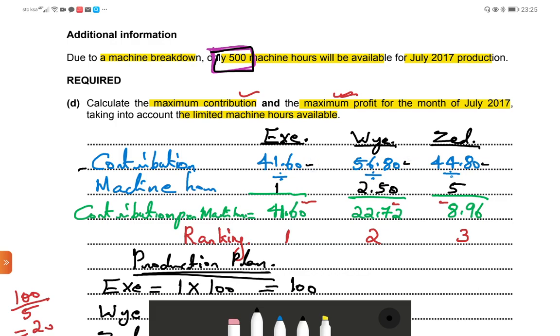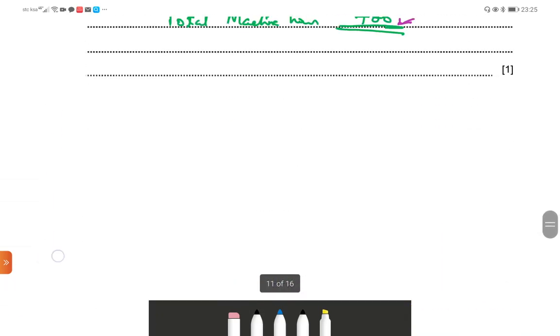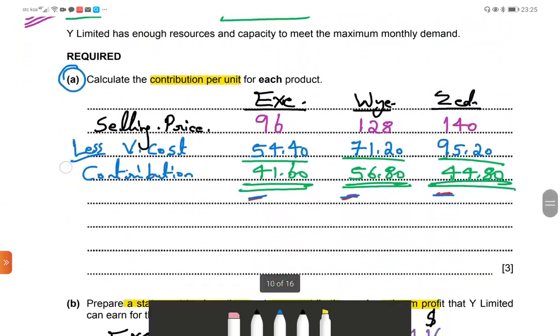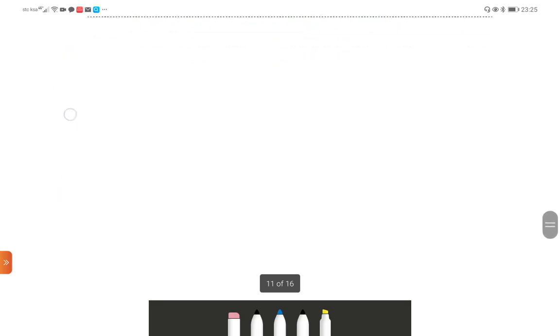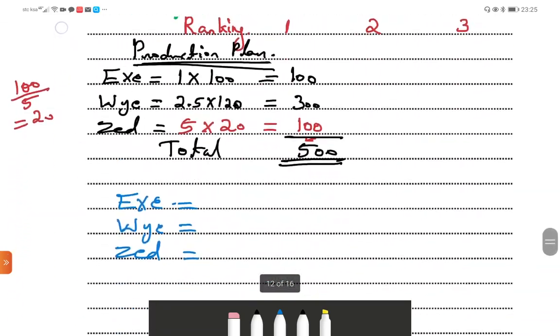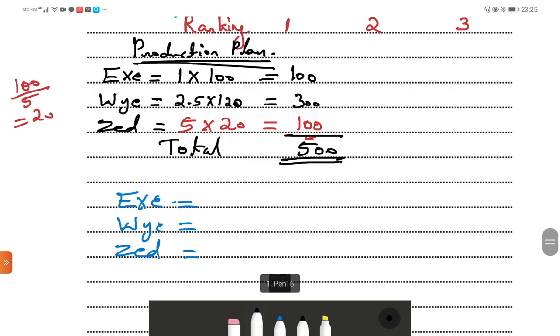56.80, 44.80. In part A also we calculated the contribution, right? It's easy, it's clear. In part A we calculated 41.60, 56.80, 44.80. So contribution multiplied by the units. We already calculated the contributions, 41.60, 56.80, 44.80. Multiply by the number of units.